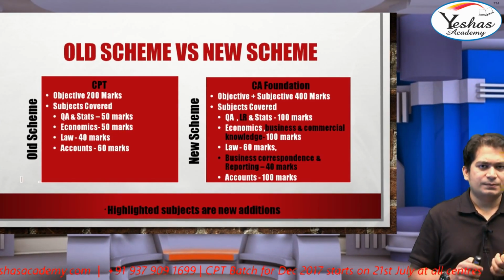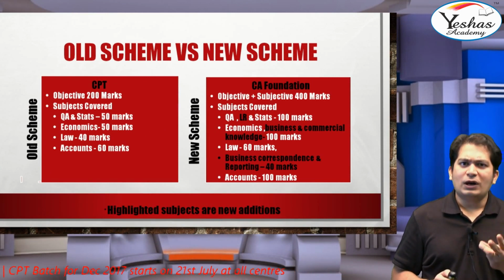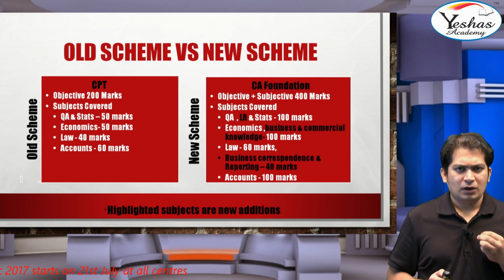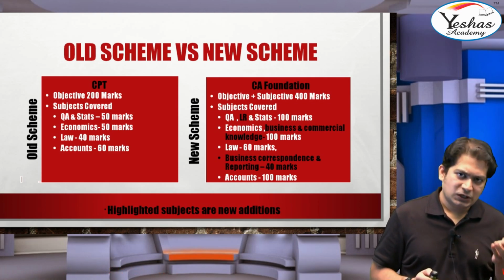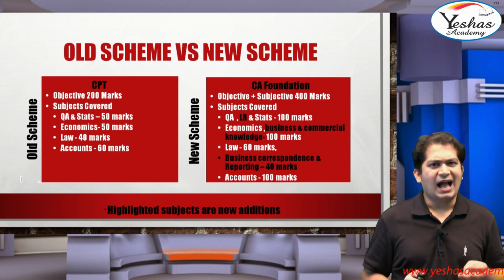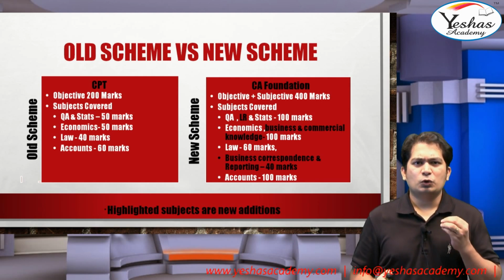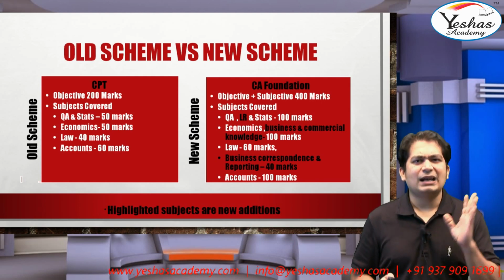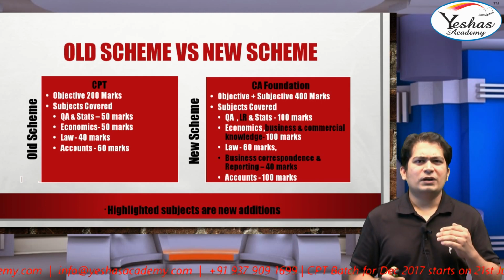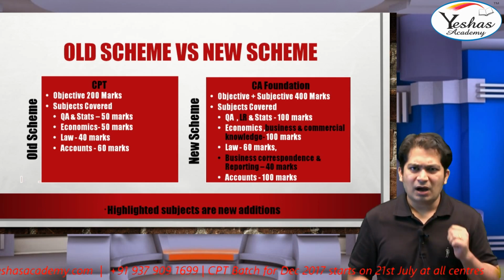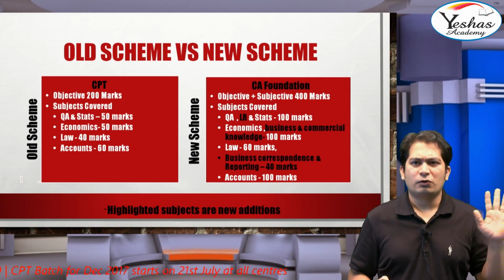Under the previous scheme, that is CPT, you had 4 subjects. Total aggregate was 200 marks. You had accounts 60 marks, law 40 marks, QA and stats 50 marks, and economics, both micro and macro, 50 marks. So total 200 marks, and it was entirely objective. Yes, you had negative marking of 0.25, but if you could score a minimum aggregate of 100 marks and also minimum 30% in every section, you need not worry.